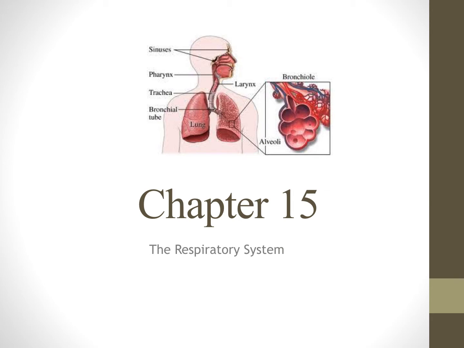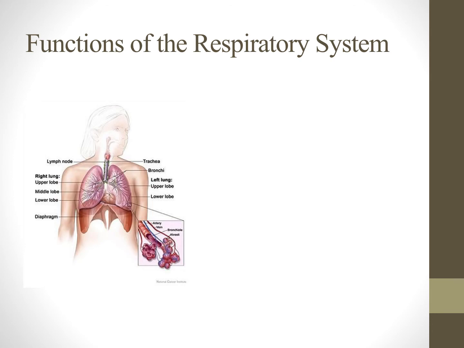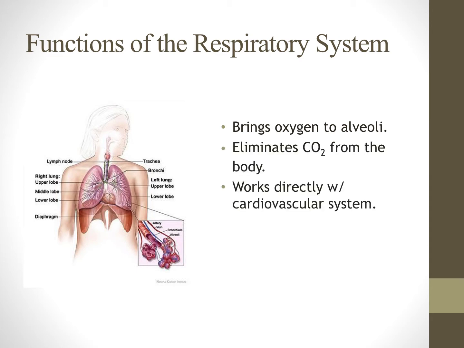So with the respiratory system, first we've got to start off with its functions. The functions of the respiratory system are to make sure that we're bringing oxygen into the alveoli, particularly the air sacs of the lungs. Then, something we should be relatively familiar with thus far, we want to eliminate carbon dioxide, the waste product for gas exchange, by working directly with your cardiovascular system in both pulmonary and systemic circulations, which you were just tested on.